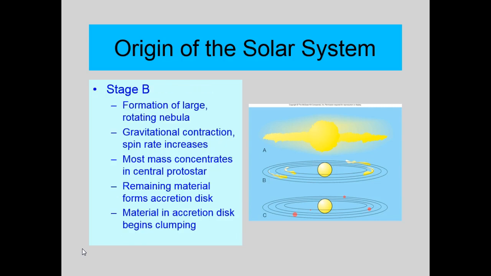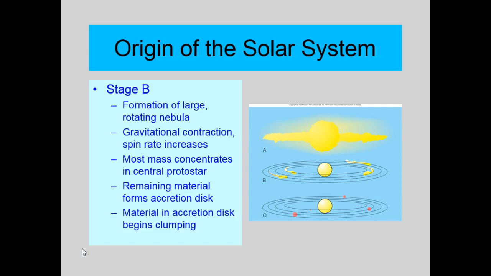All right. Stage B. The formation of a large rotating nebula. Okay? The sun, the star in the middle, is basically coalesced. It's pretty much become what it's going to be, but the stuff that's going around is still masses of gases. It's not really accumulated yet. Okay? The gravitational contraction is still happening. The spin rate is increasing. Most of the mass is concentrated in the center.